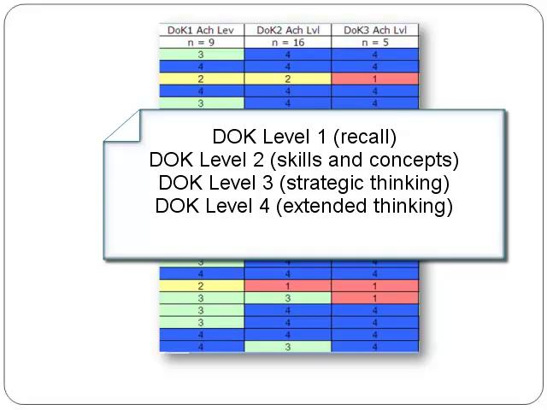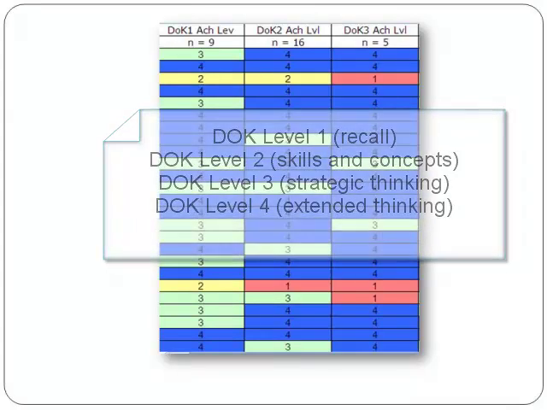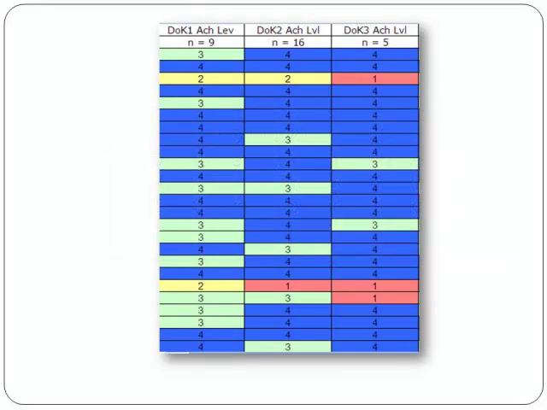Finally, there is a DOK level 4, which is not tested with the benchmark assessment. However, it is important to note that the 4th level focuses on extended thinking, and questions may measure a student's ability to connect concepts, synthesize, or analyze. So if you look at your results for your entire class, you can quickly determine which DOK level or levels students seem to have the most difficulty, and your instruction can be modified based on the specific needs of your students.